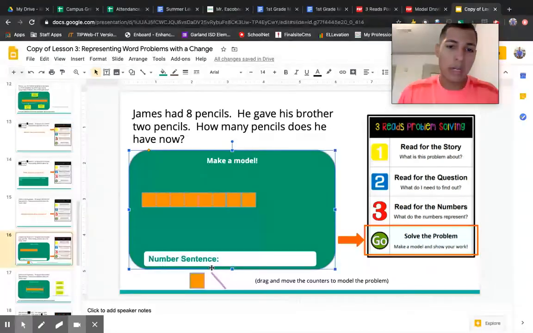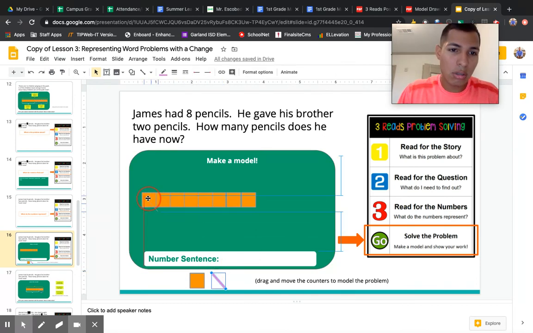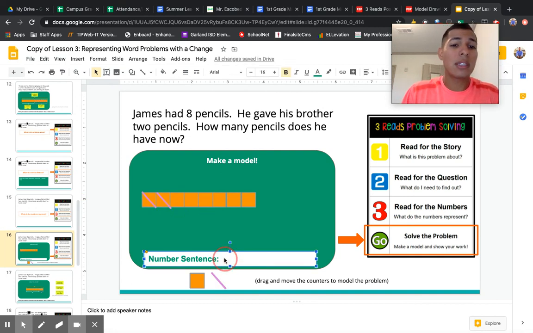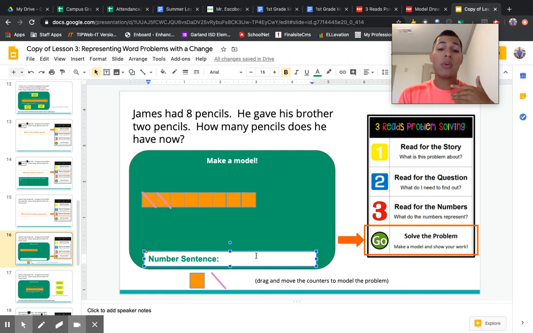Right? Okay, so here, take 2. To his brother, 2. 2 to his brother now. Try our number sentence, right? This is going to help us solve now. Solve, right? So James started with 8. He gave his brother 2. Gave his brother 2. That means we're going to take away. So the subtraction sign. And we said 2, right? 8 minus 2. 6. You guys got it, right?